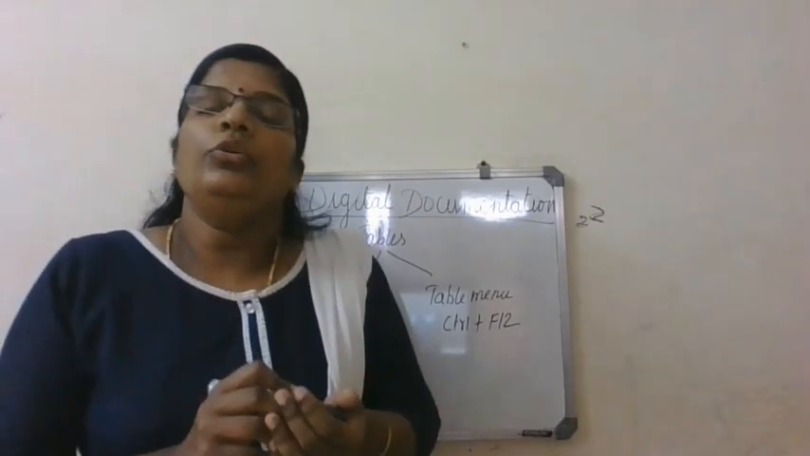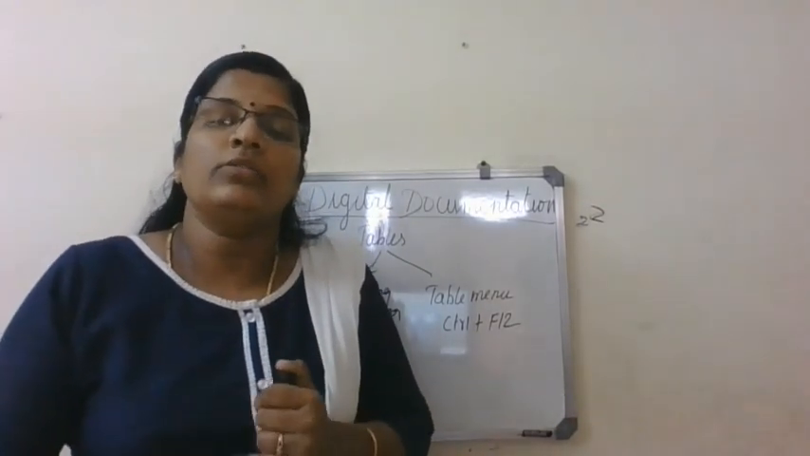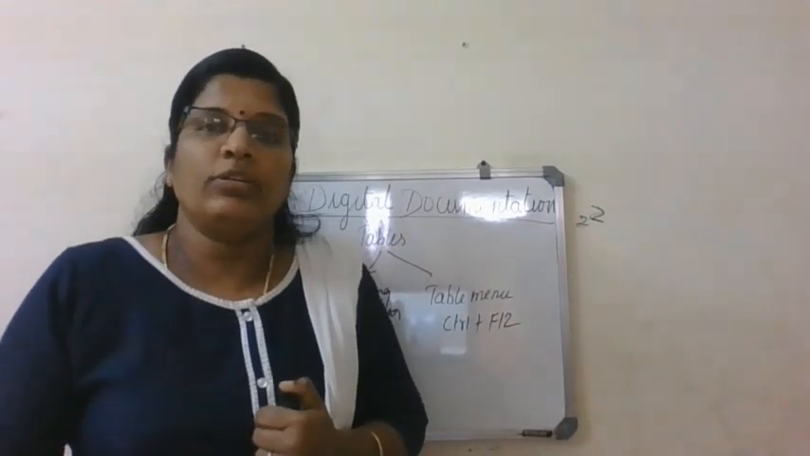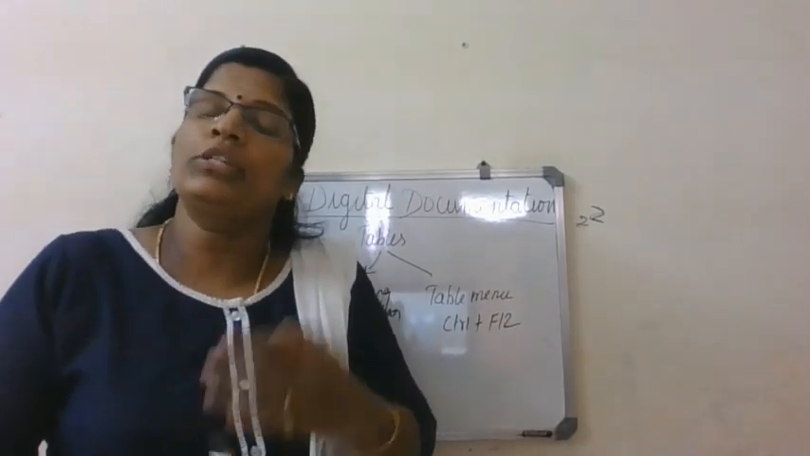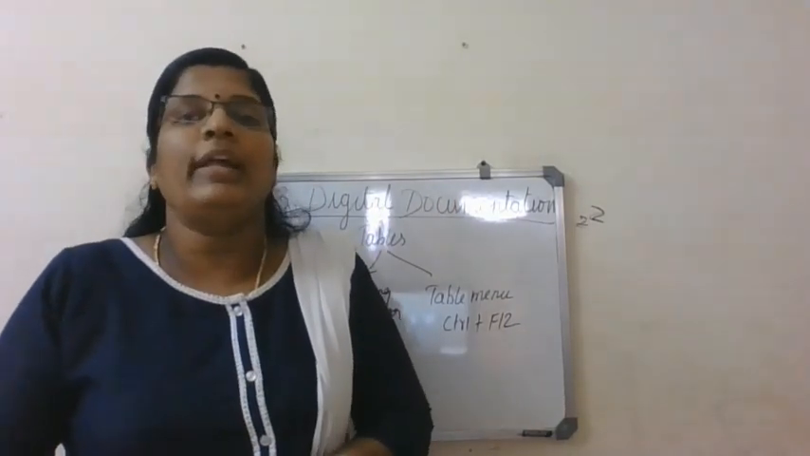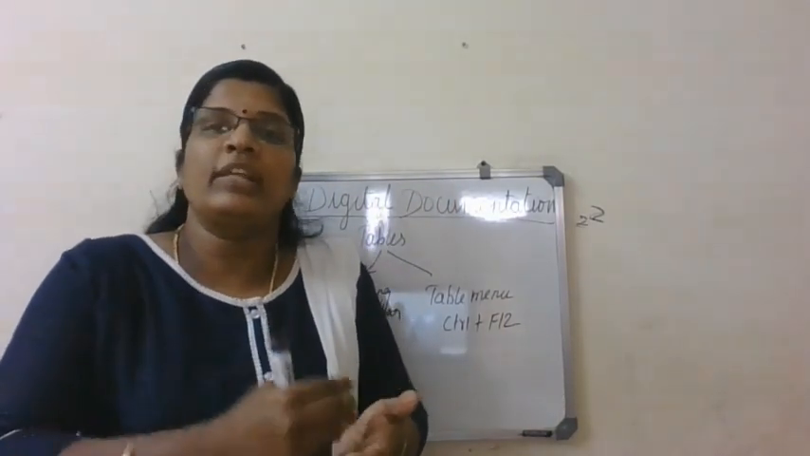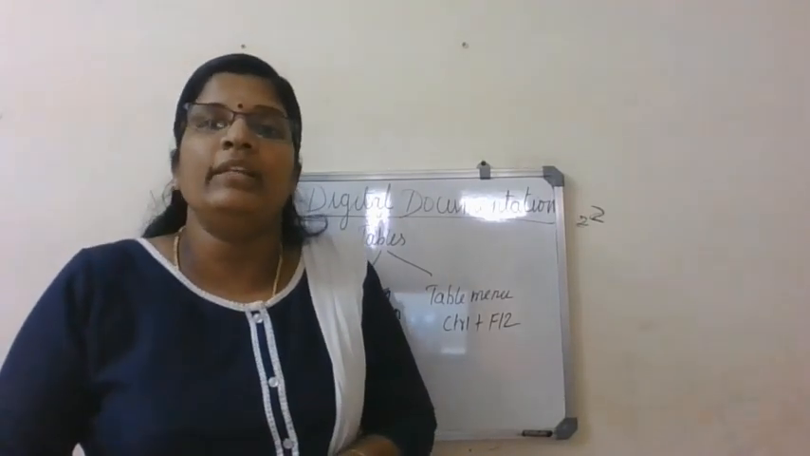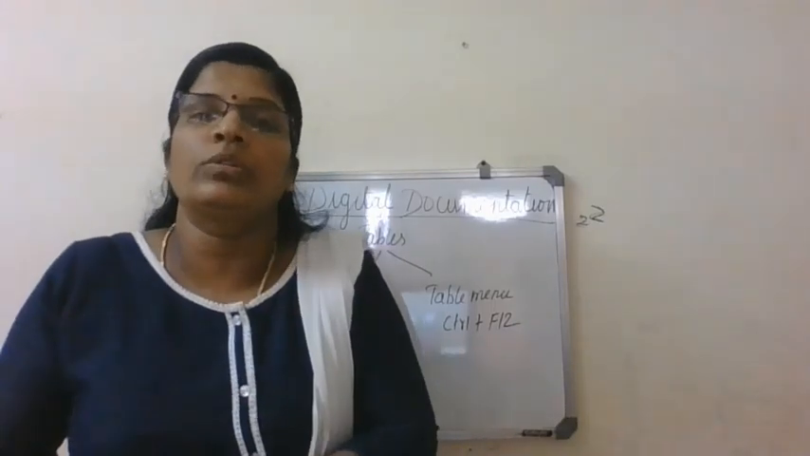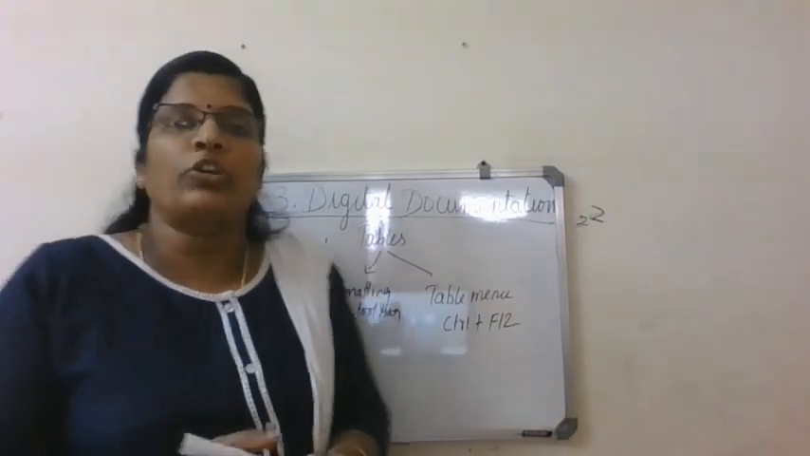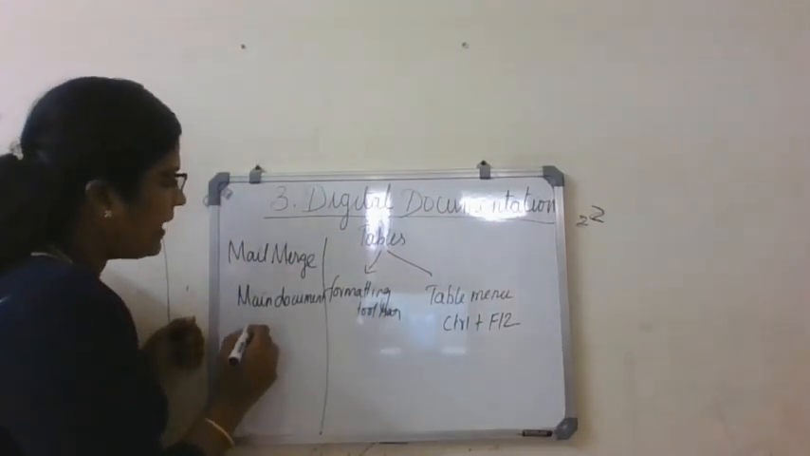Then you have to prepare the data source. Data source, in the sense, the name list. You may store only the name of the people who are going to receive the letter, or you may have the first name, last name, their company name, phone number, and all the details. You may have a data source. The data source you're going to connect with the main document.